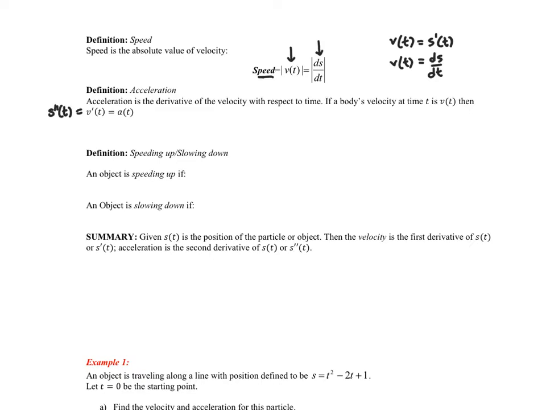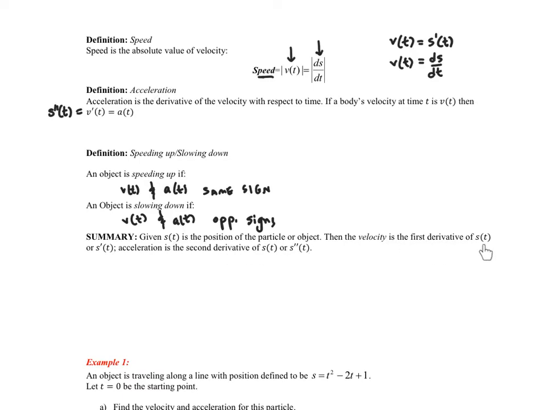Okay, so speeding up and slowing down. I'm not going to go into the details, but a particle is speeding up if v of t and a of t have the same sign. Okay, so either both positive or both negative. All right, a particle would be slowing down if they had opposite signs.